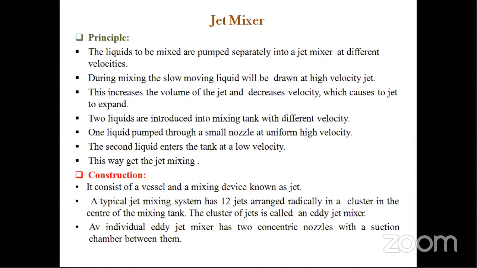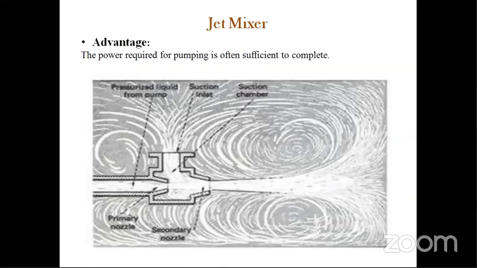Okay. So coming to the diagram, in this diagram you see that the first nozzle is there and another nozzle is there. It is the primary nozzle and the secondary one is the secondary nozzle. Of these, the primary nozzle is small and the secondary nozzle is somewhat bigger than the primary nozzle.